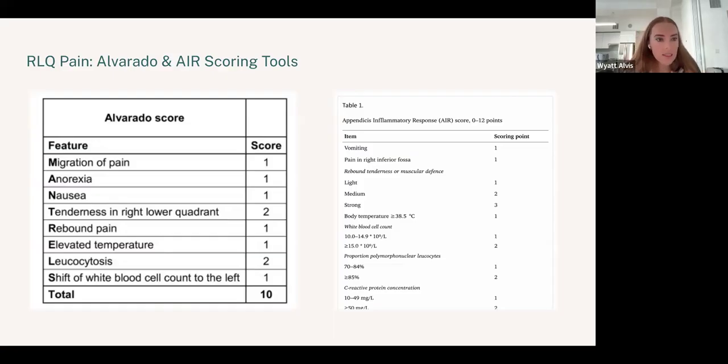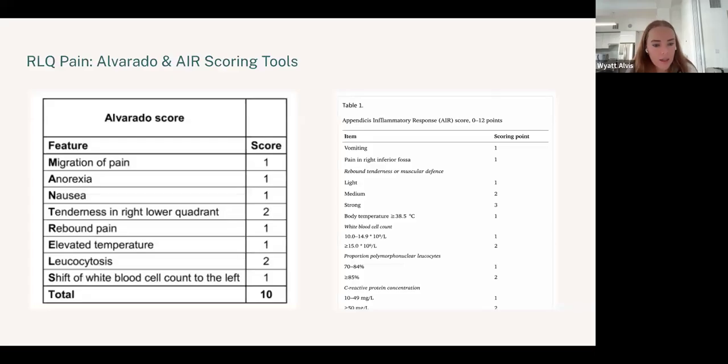Scoring a 5 to 6 is going to be more of an intermediate probability, and those patients are usually admitted for observation with serial exams and further labs and possibly further imaging. Scoring a 7 to 10 is a high probability of having acute appendicitis, around 90%. From there, those patients are obviously admitted not only for observation, but also for management, and a surgical consult is recommended given the likelihood of appendicitis in this case.